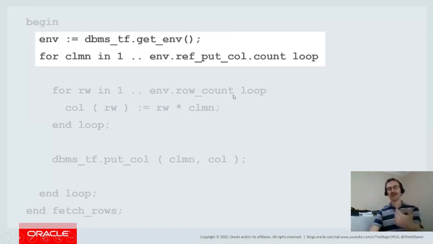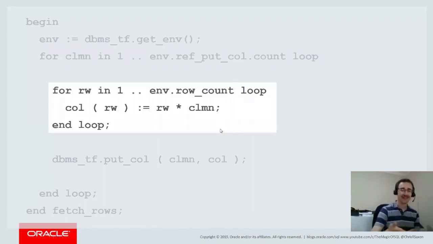And I want to assign values to these new columns that I put on the results. So we need to loop through all of those. And for each column, I then need to go through all the individual rows and actually say what the values are. So for the row count, I need to loop through those. And here what I'm doing, col is an associative array, and it's an array of the rows. And the data type of this will be, there's some predefined data types in the DBMS_TF package, has to match the data type of the column that you're actually using.